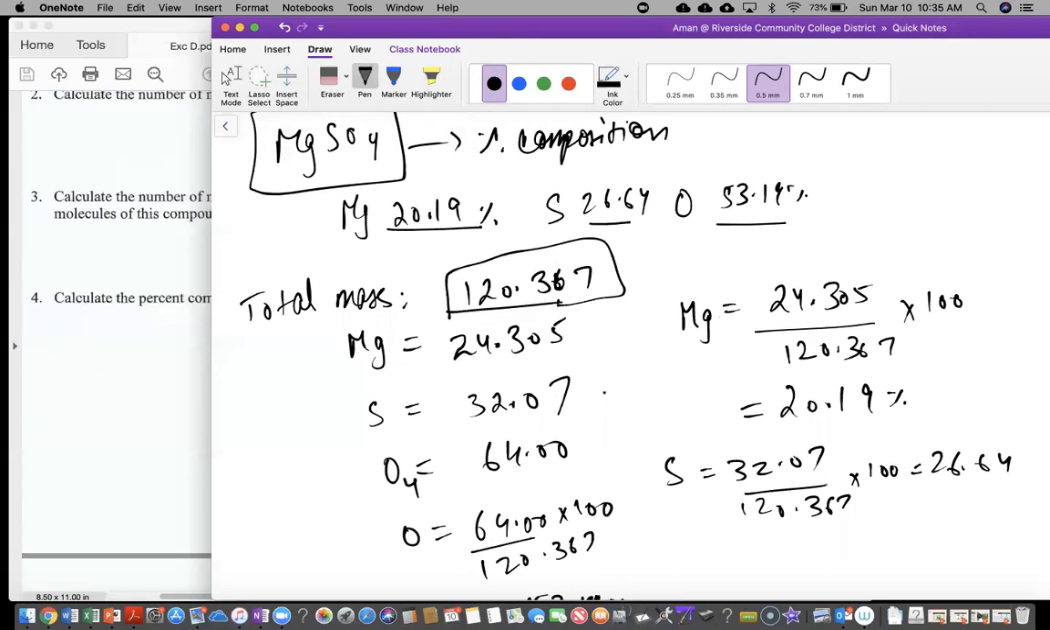So it'll never matter if we use like 15.99 for oxygen. See, the thing is, on a multiple choice question, my options will not be very close to each other. If I ask you what is the percent composition of oxygen in MgSO4, and one of the correct options is 53.19%, the other options will be like 20%, 30%, and then 70%. So that kind of differences are not going to come from you rounding off incorrectly.